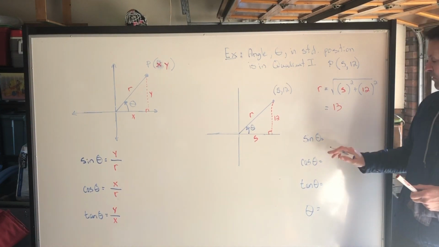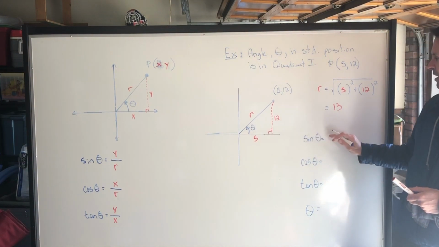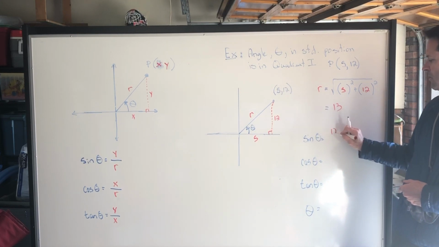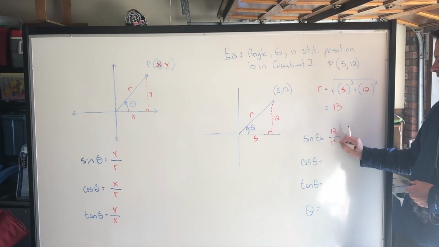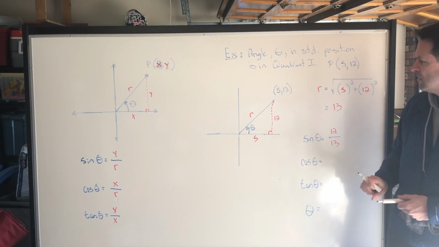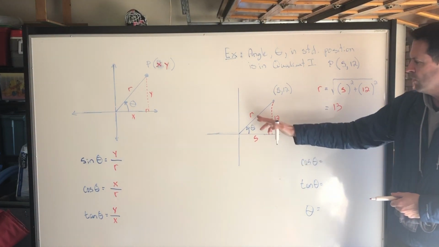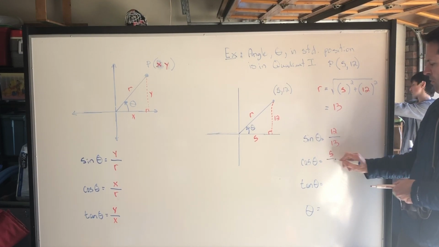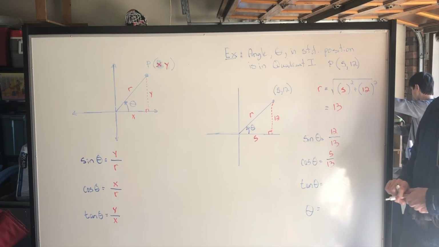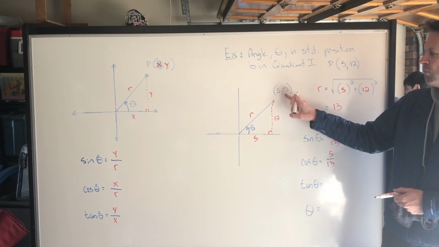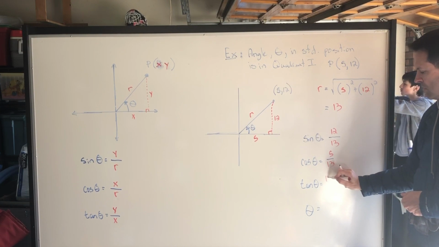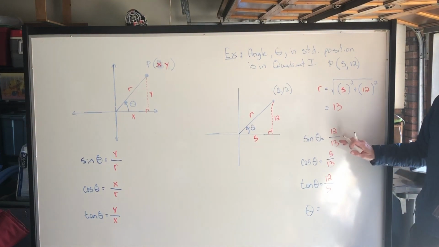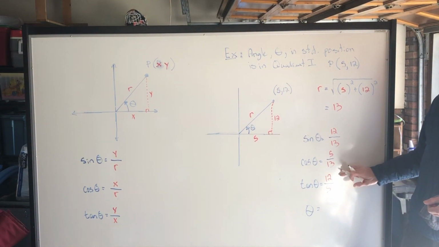The sine, cosine, and tangent values for this angle are, sine is y over r, 12 over 13. The cosine value is x over r, 5 over 13. And the tangent value is the y coordinate of point P over the x coordinate of point P, 12 over 5.